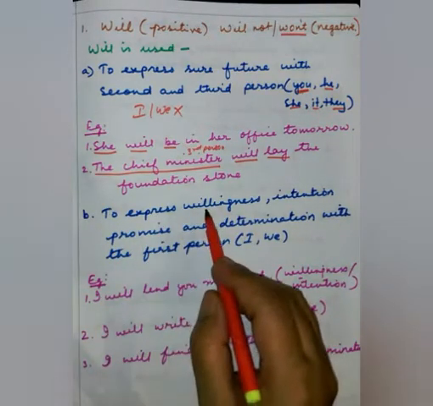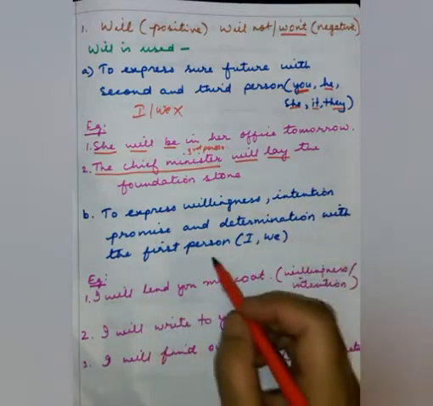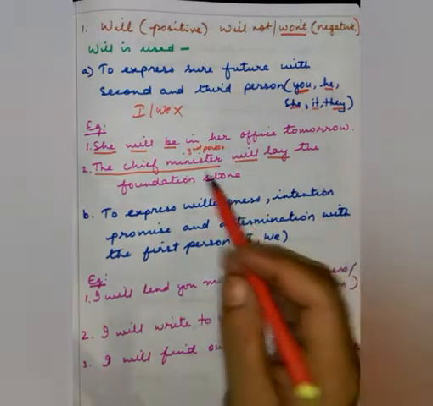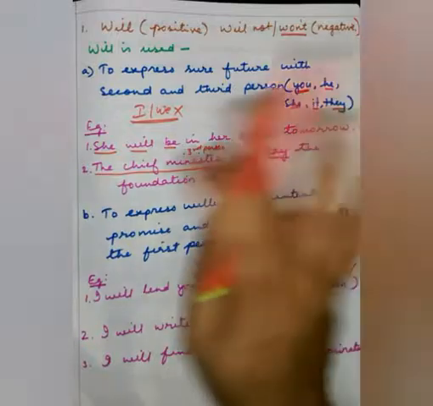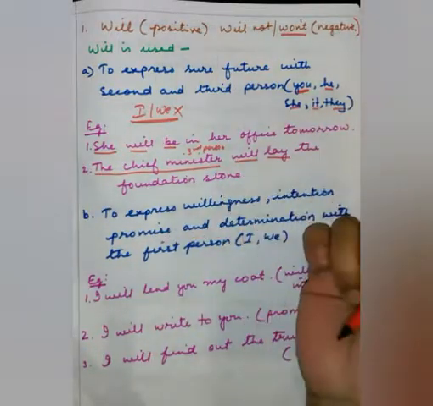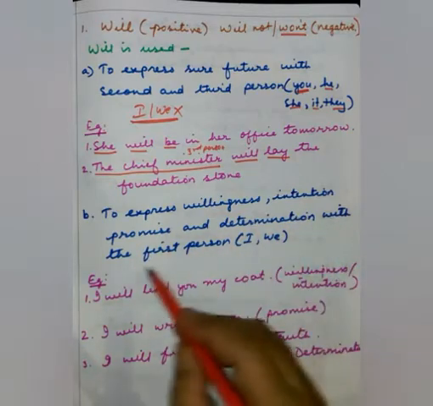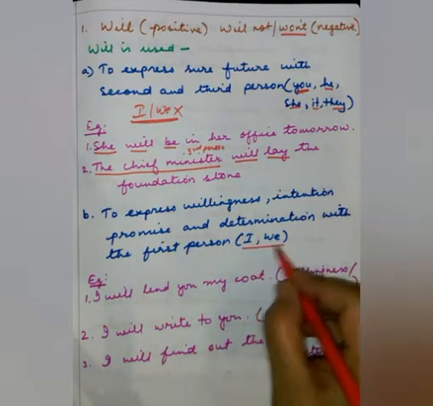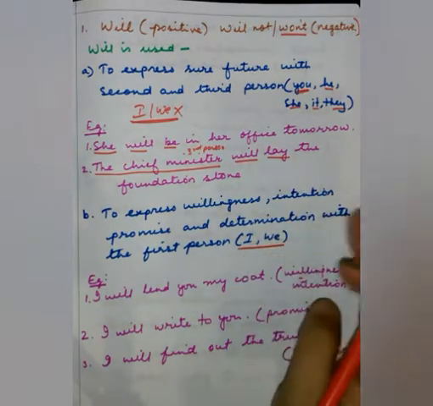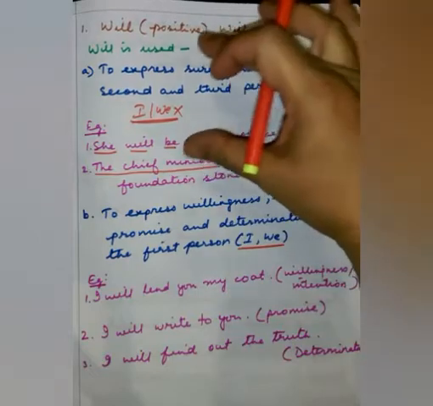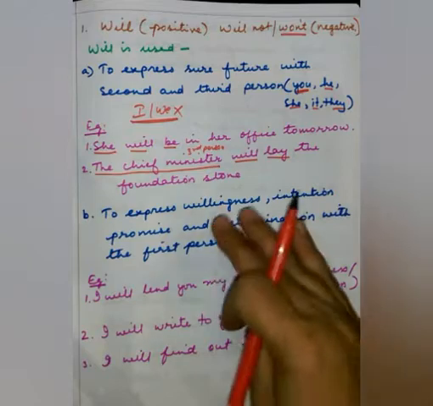Number B, to express willingness, intention, promise and determination with the first person I and we. Just now I told you I and we is not used with will. Yes, but it depends on what you want to say. Sometimes we can use it to express willingness, intention, promise and determination with the first person. We can use I and we when you want to show these conceptions or these different kinds of feelings. Okay. Now let's go for the examples.